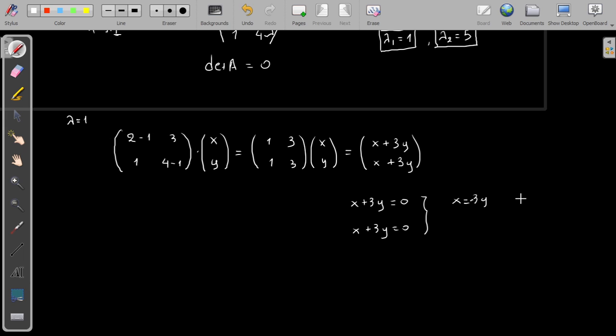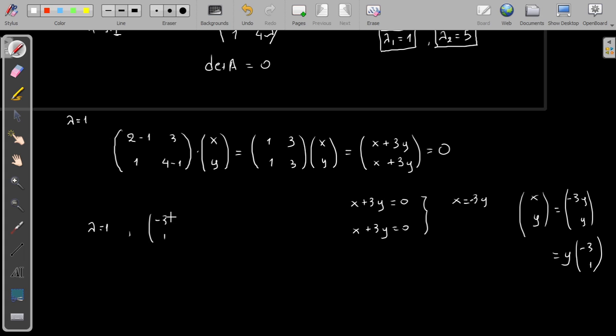So basically now, if I have here my vectors that produce the whole solutions, I'll substitute minus 3y, y, and if I pull out the y from here as a scalar, I will have minus 3, 1. So an eigenvector of that one is minus 3, 1. So for lambda equals 1, my eigenvector is minus 3, 1. I continue.